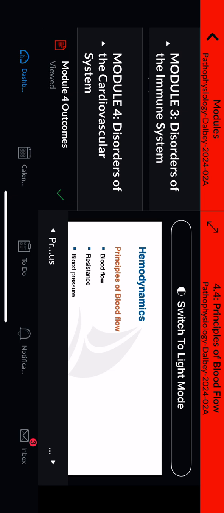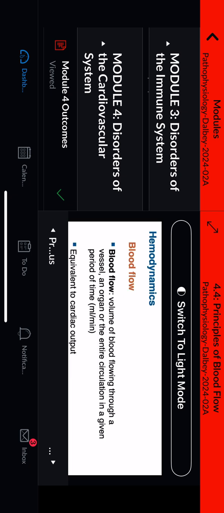Disease processes can affect how the blood flows and the pressure in our vessels as well. And so we have to understand the basics to then be able to understand how pathologies can change how blood flows and our blood pressure. We're going to look at blood flow first.